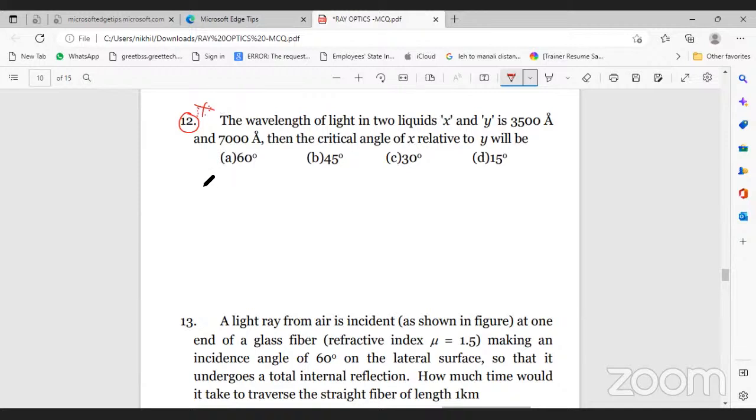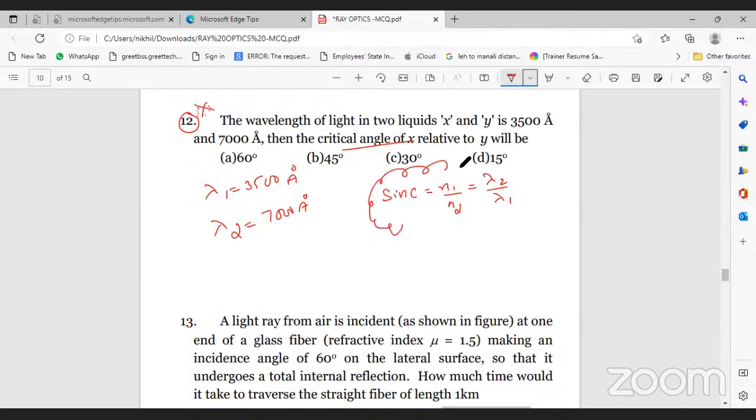Wavelength in two media: lambda 1 is 3500 angstrom, second wavelength is 7000 angstrom. They're expecting you to find the critical angle. You know sin C is equal to n1 by n2, right? How are refractive index and wavelength related? Lambda 2 by lambda 1.